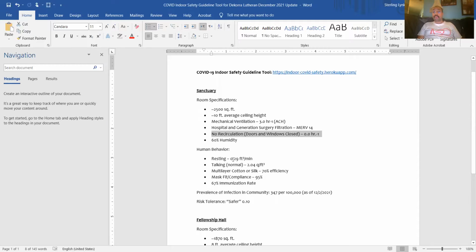And then again, human behaviors are also variables, but these are sort of what we got. Generally resting, talking normal. So resting means we're pretty much always sitting. Talking normal, you can change this. You'll see this in the tool. You can change the kind of masks that people are wearing, how good people are at wearing those masks. I wonder some days I look at folks in the sanctuary and that 95% is generous. And then our immunization rate. You could play with that number, I guess. This immunization rate percentage is an informed guess on my part. Part of it is I do have a sense of who in our congregation isn't getting the vaccine, hasn't gotten it so far for whatever reason.